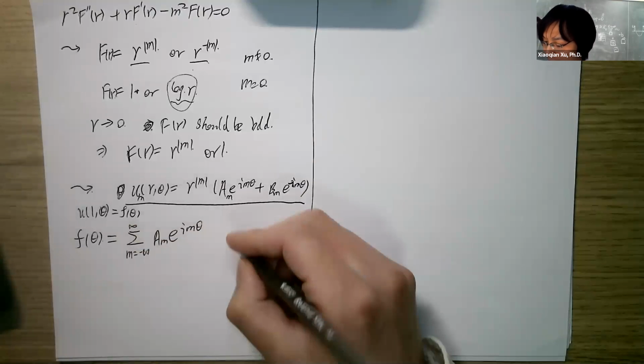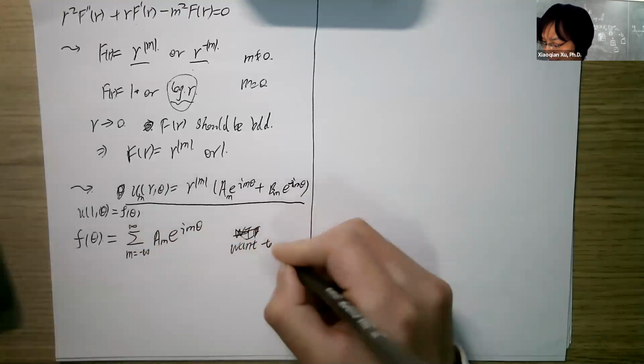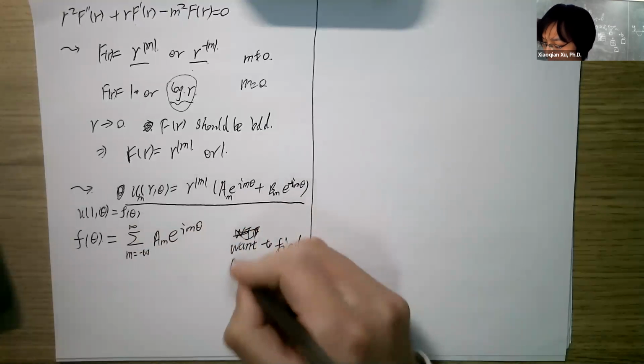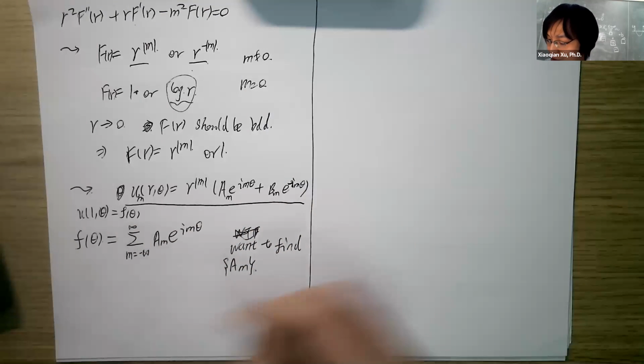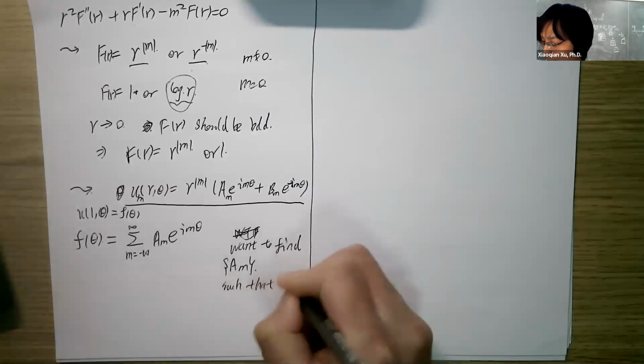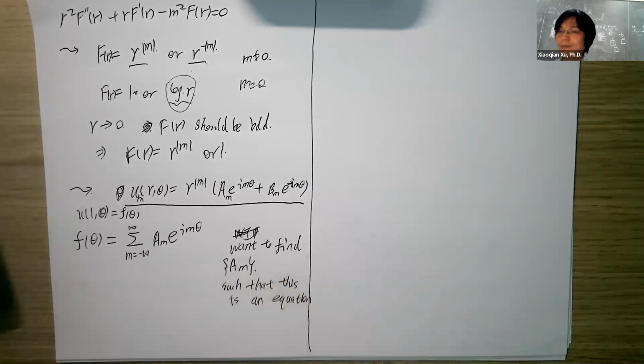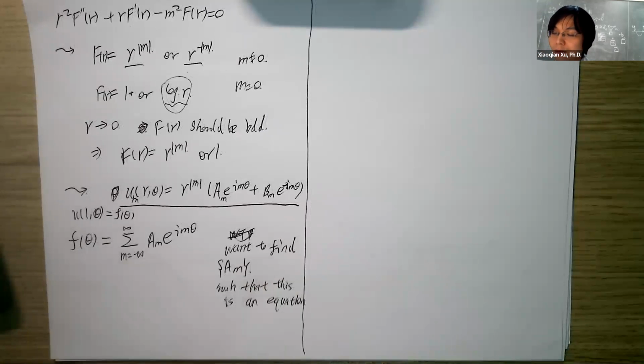You want to find AM such that this is an equation. As long as you can find AM, then you solve this differential equation, this Dirichlet boundary condition differential equation. Okay? Any question?